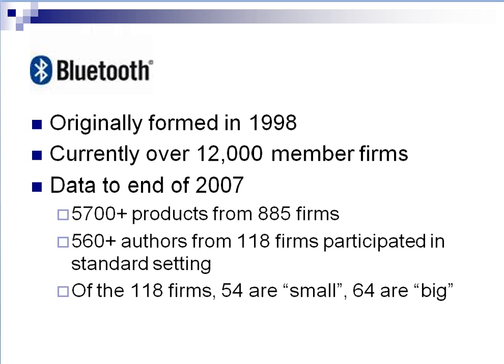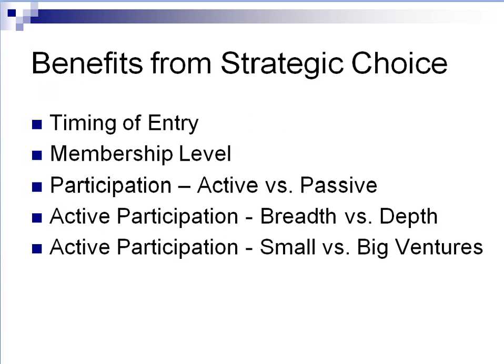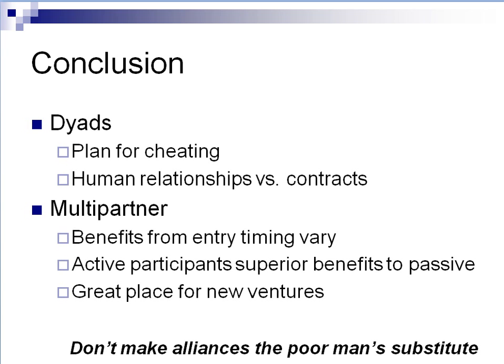The Bluetooth Alliance has 12,000 members, lots of companies, and lots of big players. As Corey went through it again, sorry, this is a repeat of an earlier slide, there are a variety of benefits from choice, but it all depended on the timing of entry. The conclusions that I wanted to share with you from Corey are that if you are partnering, if it's a dyad, if it's two of you, you have to plan for cheating, and you want to build your relationship on personal relationships, not on contract.